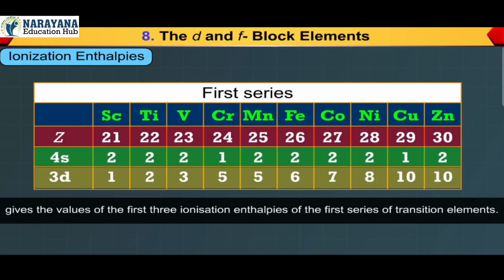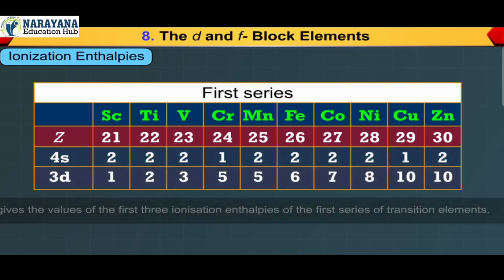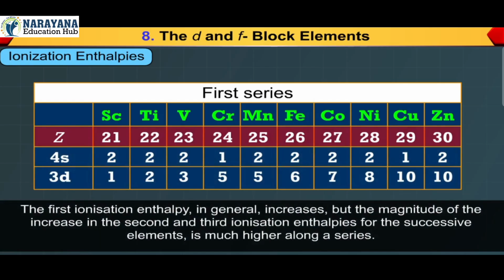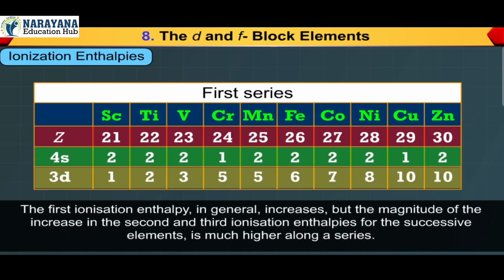These values show that the successive ionization enthalpies of these elements do not increase as steeply as in the case of non-transition elements. The first ionization enthalpy in general increases, but the magnitude of the increase in the second and third ionization enthalpies for the successive elements is much higher along a series.